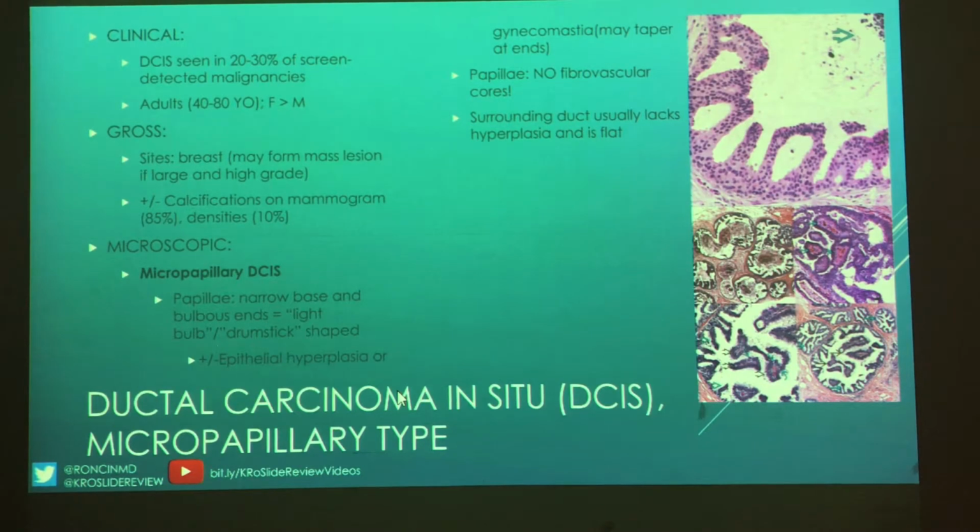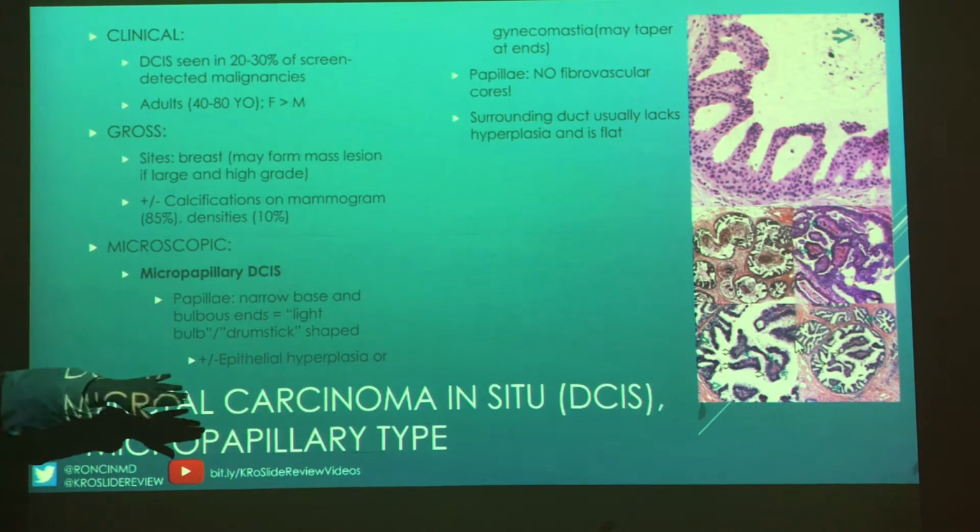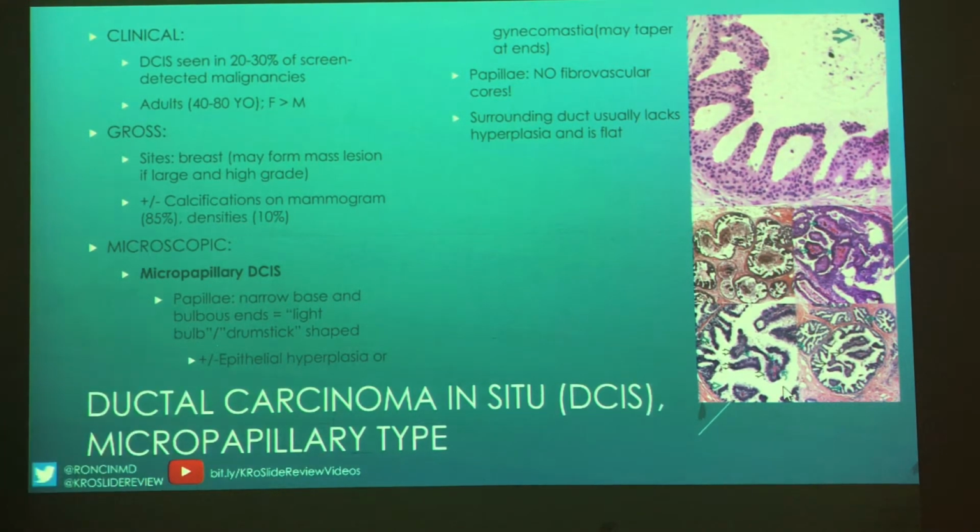So again, this is all DCIS stuff, except for the micropapillary DCIS. You get these, they call them light bulb or drumstick projections. You can see it more on that bottom case we saw on the papillary DCIS, where they start off really thin and then towards the top they're really bulbous. But they still won't have the fibrovascular cores. So it's a misnomer that they're called micropapillary, because technically there's nothing papillary about it.